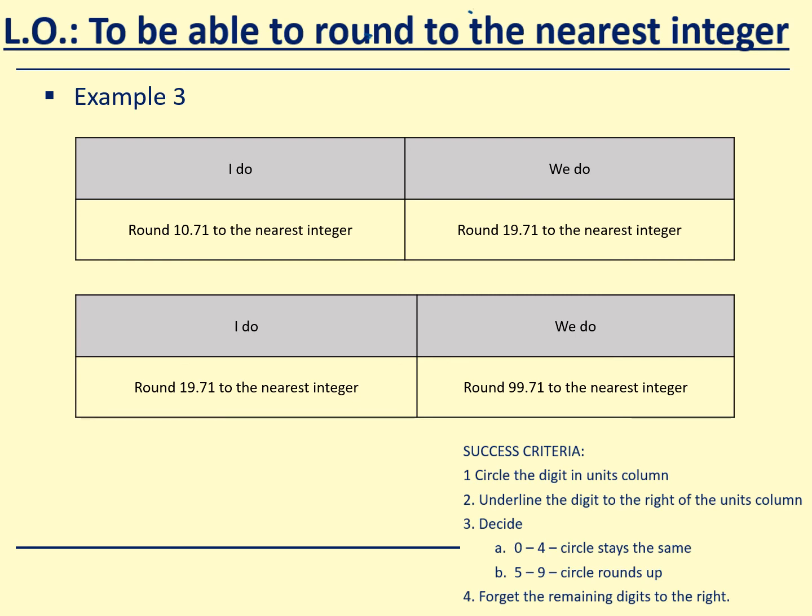Okay, example 3. Round 10.71 to the nearest integer. Again, integer is the number in the units position. So to the nearest whole number, underline the digit to the right, it's 7, and then decide. 7 is between 5 and 9, so I round the circled number up, so 0 will become 1. So 10.71 will become 1 and 1. So the answer is 11.